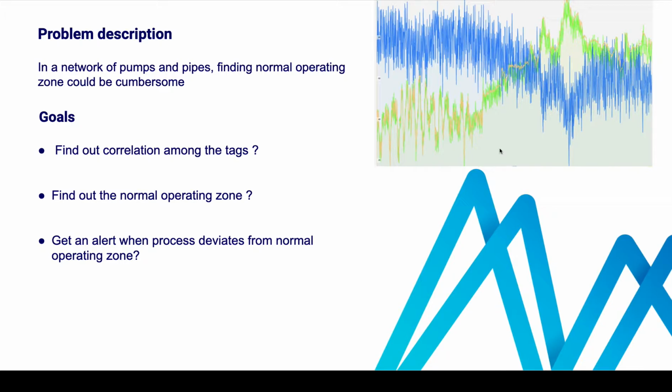We have a network of pumps, pipes, and heat network. This is very common for upstream oil and gas, refining, chemical, and other process industries as well. The goal here is to find out quickly correlation among various tags, recognize and define the normal operation zones. Last but not the least, can we get an alert when our process deviates from the normal operation zone? So let's see how it is done very easily in TrendMiner.